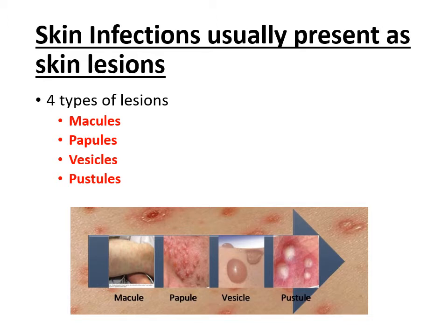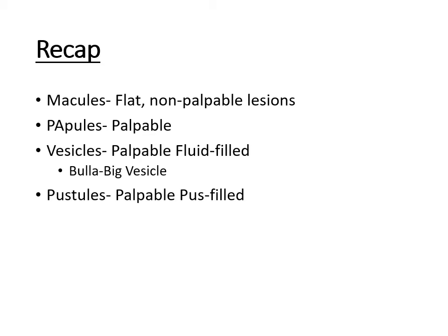The last category that you encounter are pustules, and that's similar to a vesicle, except that this one is specifically palpable but pus filled. So instead of saying fluid filled, pustules are pus filled, meaning that they have a mixture of white blood cells, cellular debris, and dead tissue in them. Like I said, the most disgusting. So here's a recap just to remind you all the terminology, and it includes the term bulla, which I said is important to know as well.